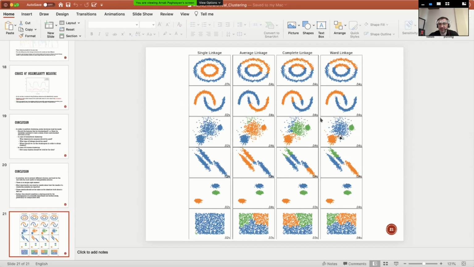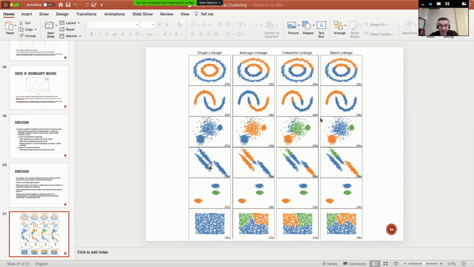And we know that hierarchical clustering is giving similar results to k-means clustering when we are using ward linkage, because this ward linkage is minimizing within cluster variation exactly the same as k-means clustering is doing.